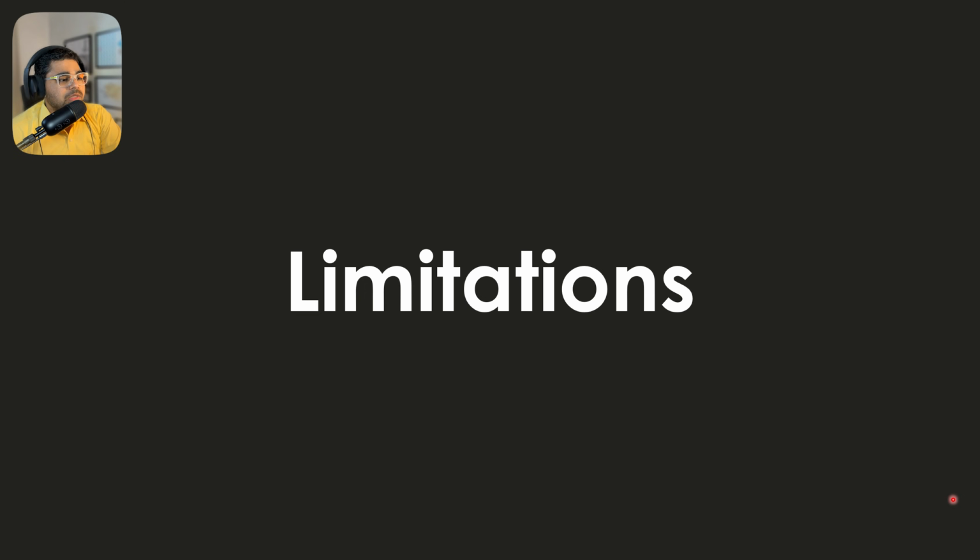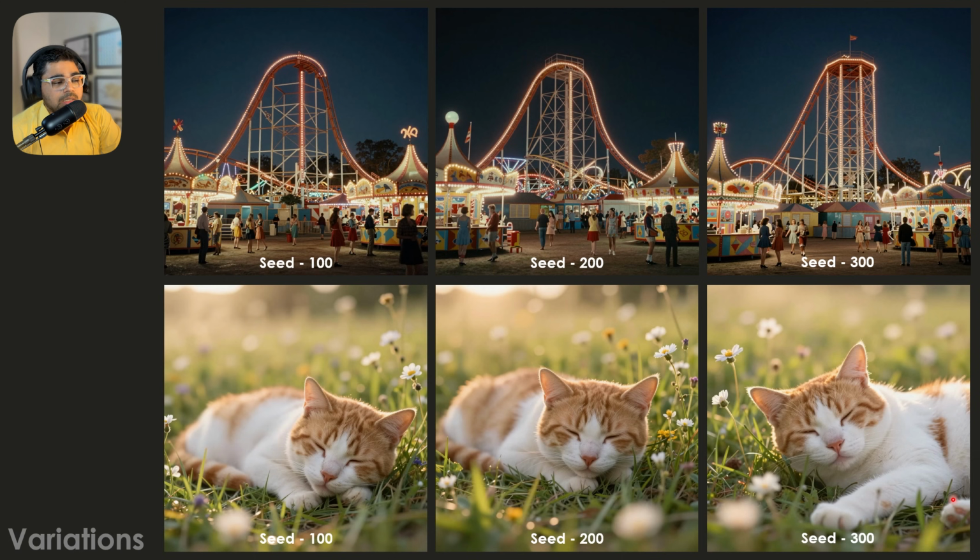Okay, but now let's see some of the limitations of this model. And the first limitation is variations. It does not create a lot of variations no matter what seed you use. For instance, you see the roller coaster in all of these scenes is same. The profile of the geometry is same. Okay, there is minute change in this bulb, in the way that it added the artifacts.